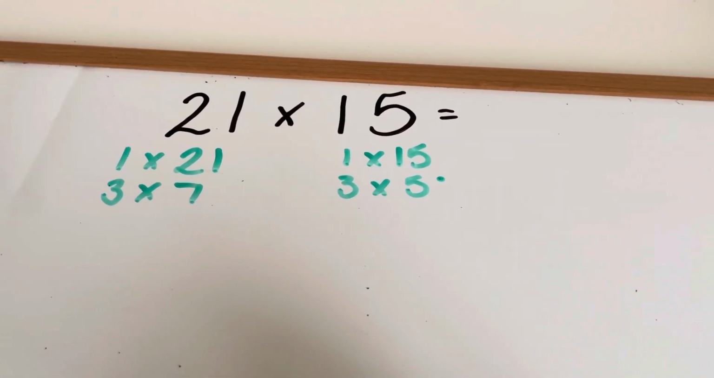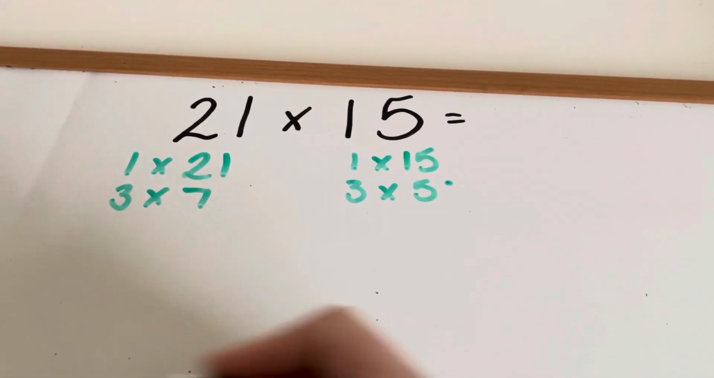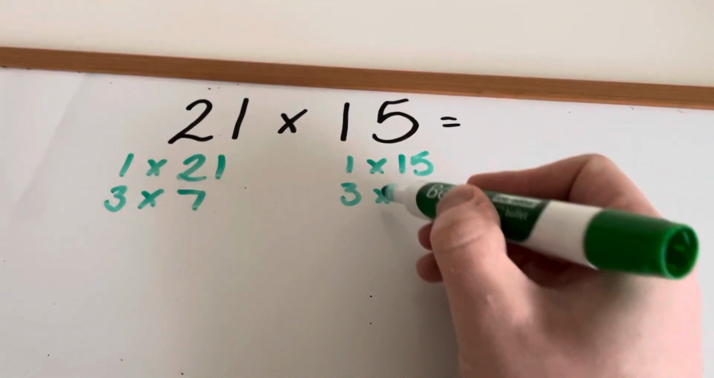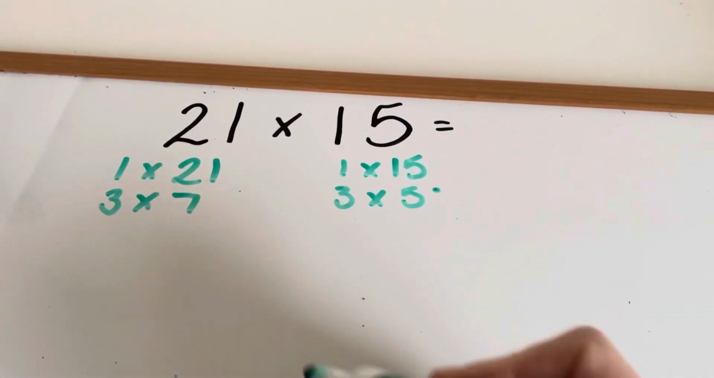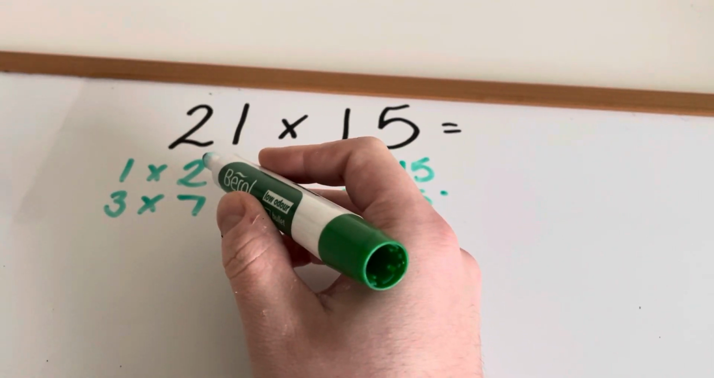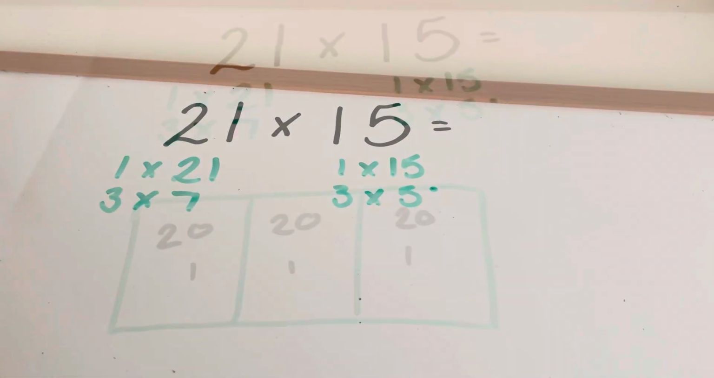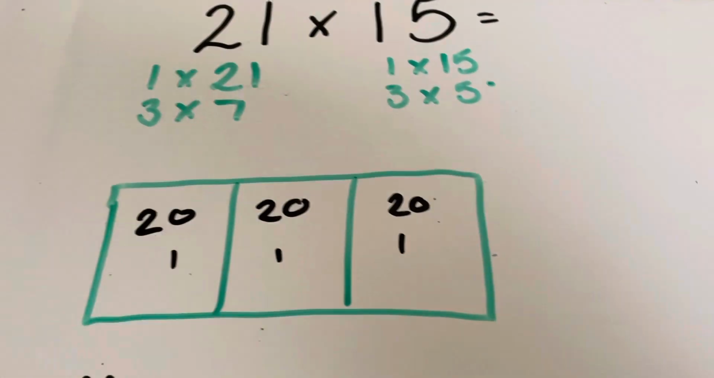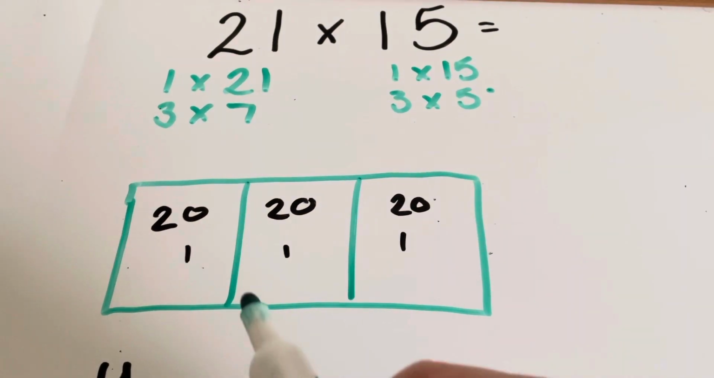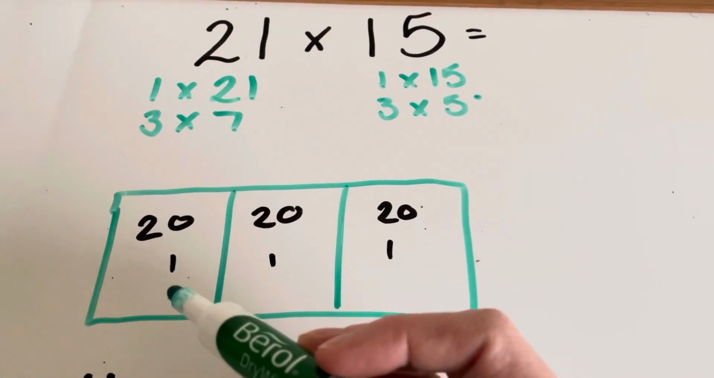So what I'm going to do is I'm going to draw my bar here, and I'm going to put it in 3 manageable chunks, and in each chunk we're going to duplicate the same thing, which is the other number, which is 21. As you can see, I have now done my 3 chunks of 21. So I've got 21, 21, and 21.